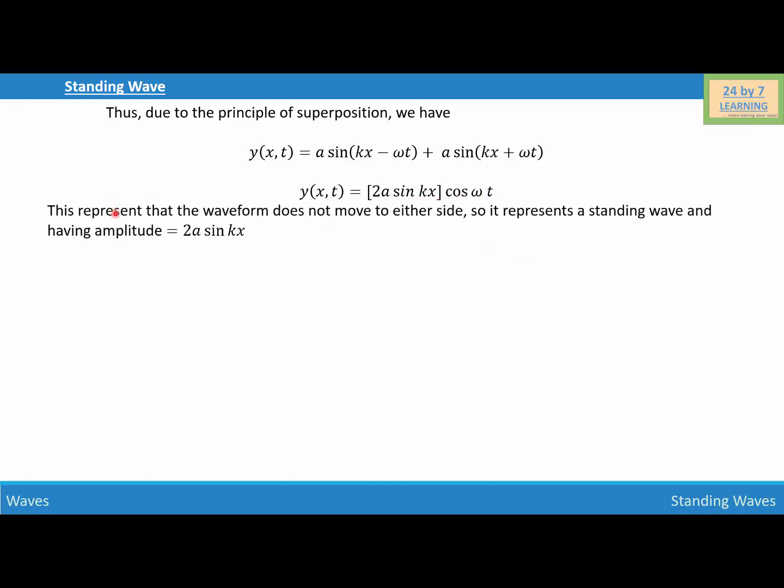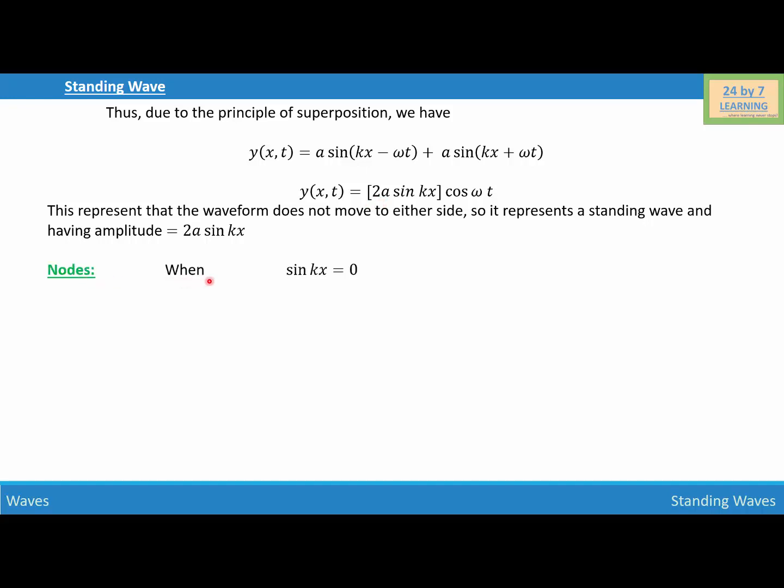Now this equation represents that the waveform does not move to either side. So it represents a standing wave having an amplitude of 2a sin(kx). If you look at this expression, this is my amplitude, 2a sin(kx), and this is basically the equation of the wave. Now based on this equation, we have two things to talk about, and the first thing we are going to talk about is nodes.